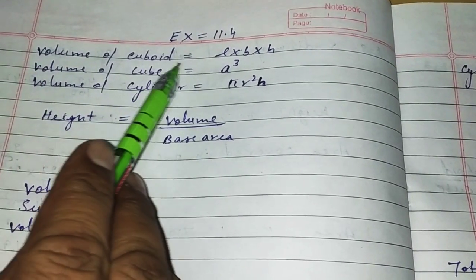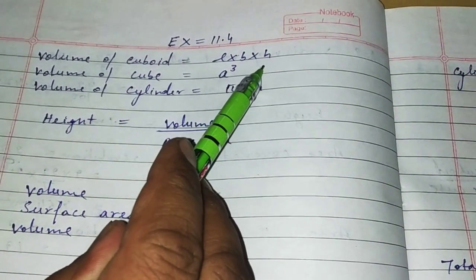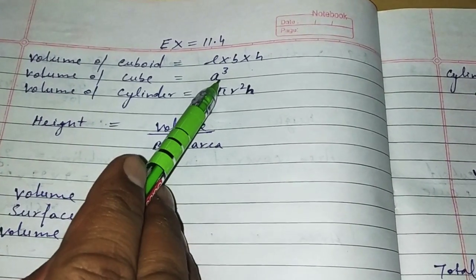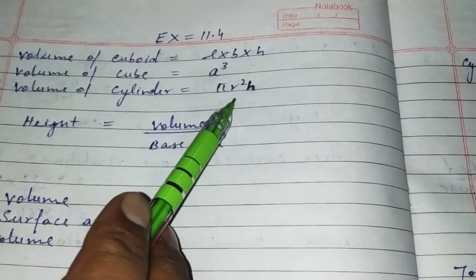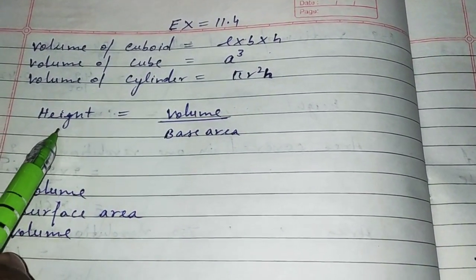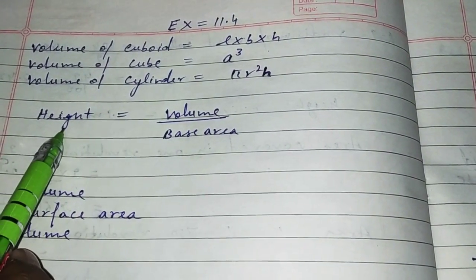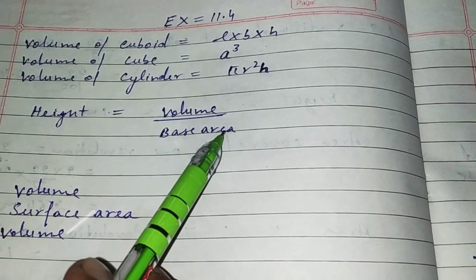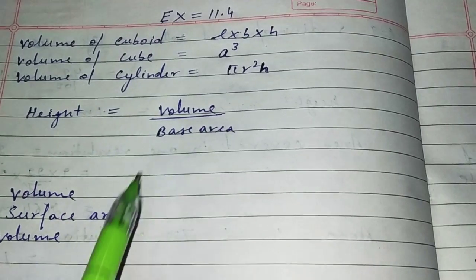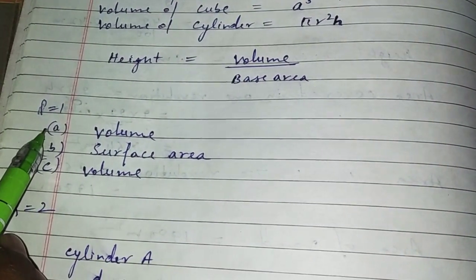The volume of a cuboid is L into B into H. Volume of a cube is A cube. Volume of a cylinder is pi r square H. And if volume and base area are given, then height is equal to volume upon base area. You will write these formulas. So, question first.